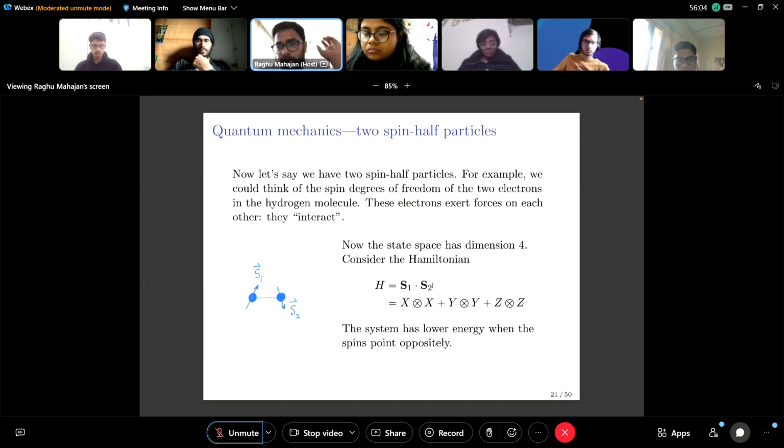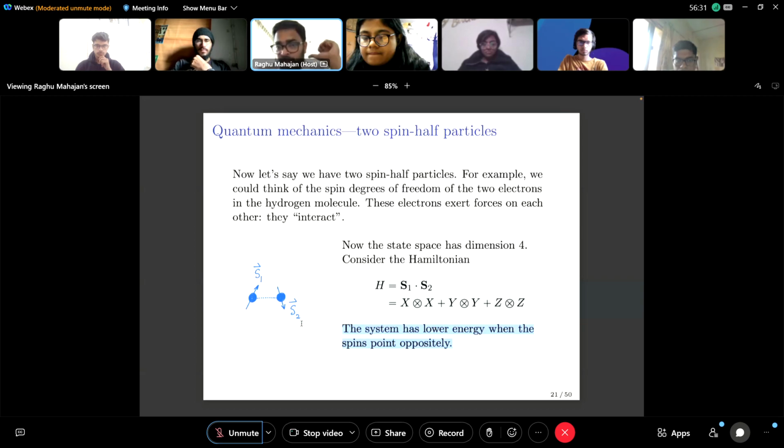Because it's a dot product of two vectors of fixed length, a dot product can go between -1 and 1. So if they're parallel, it will be the largest energy, and if they're anti-parallel, it will be the smallest energy. So this is what I'm trying to say: the system has the lower energy when the spins point oppositely. And this is a consequence of there being some kind of a force between the two particles.